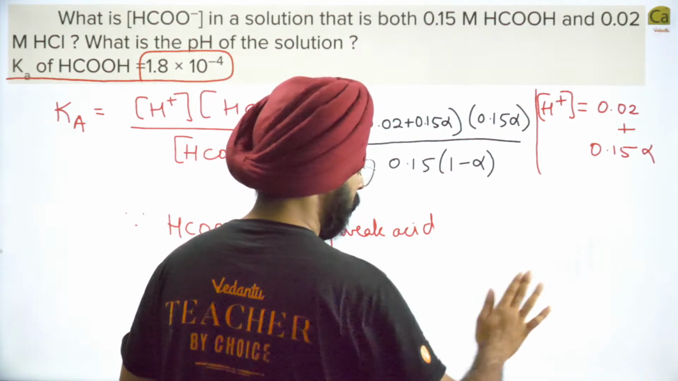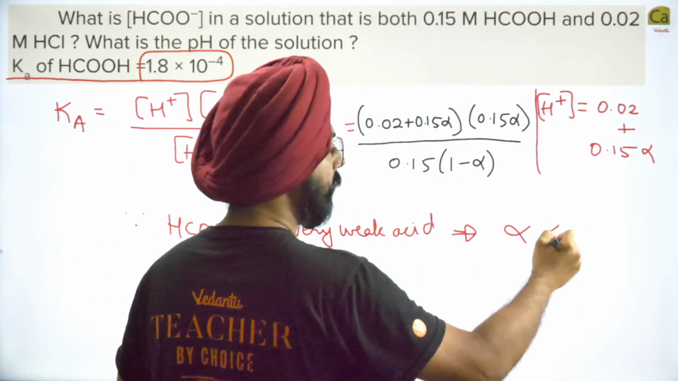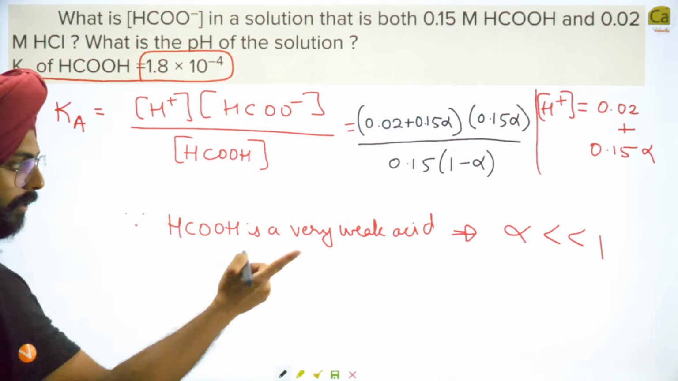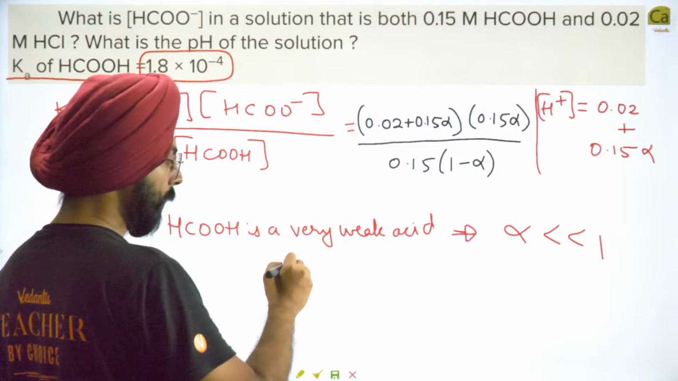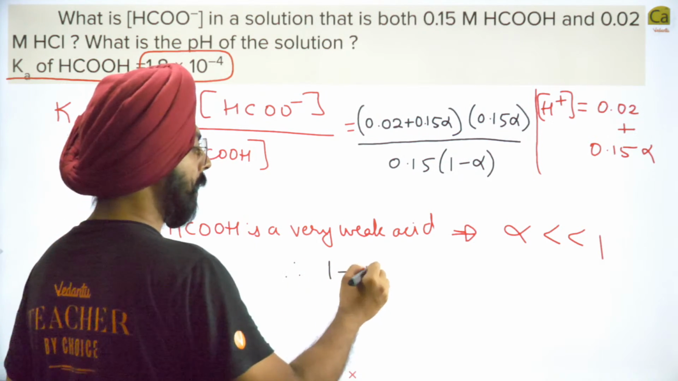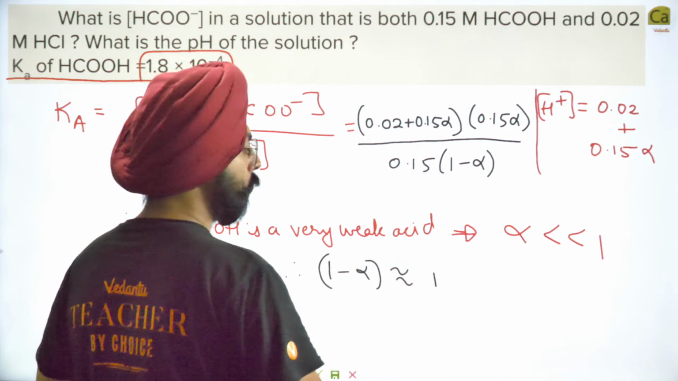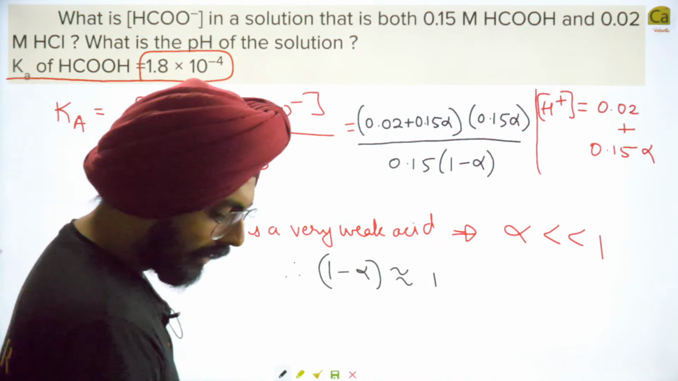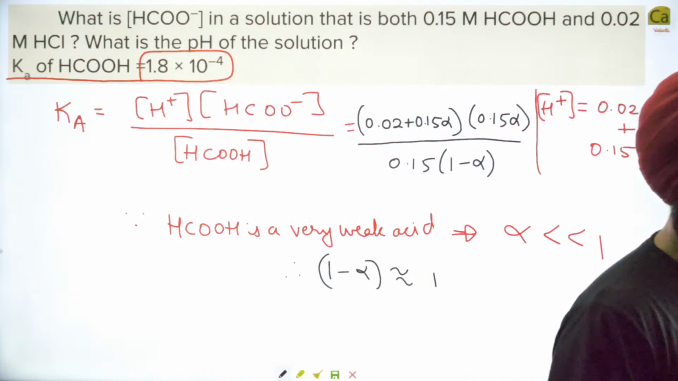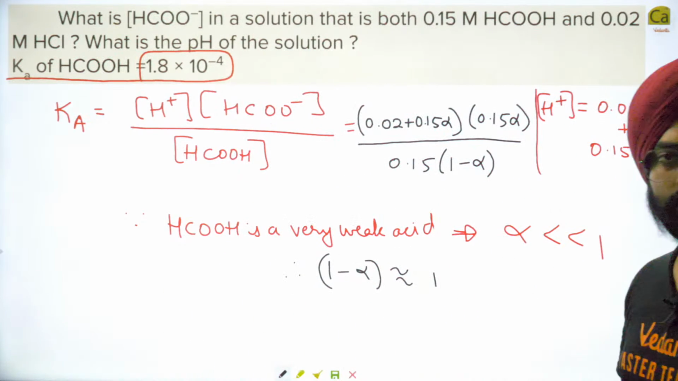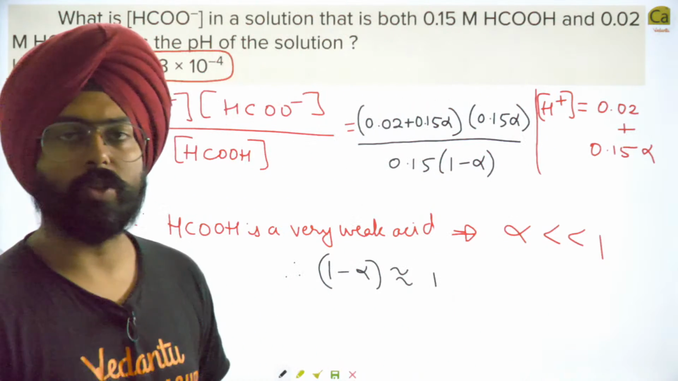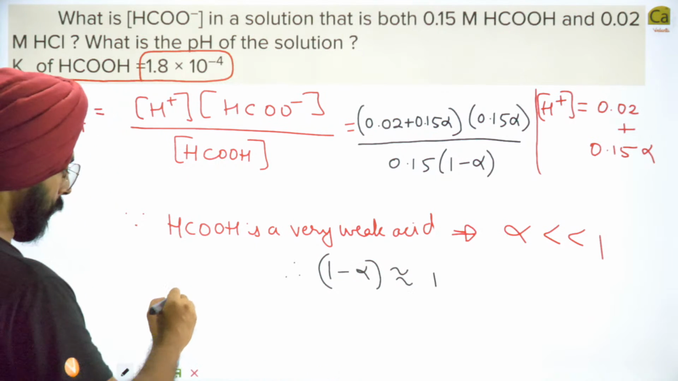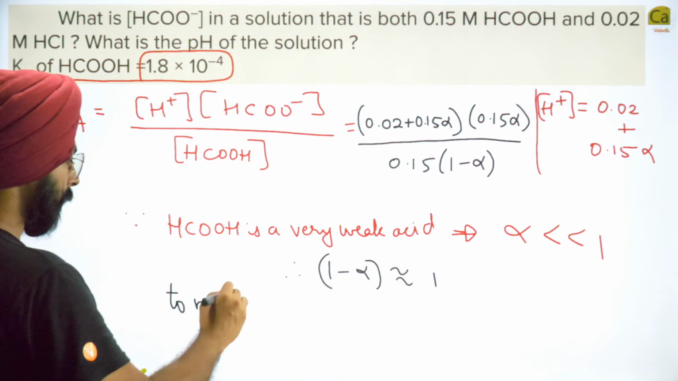I'll write it mathematically. This implies alpha is much less than 1. So from here, what are the assumptions that we can make? We can say that therefore, 1 minus alpha is approximately equal to 1 because alpha is very, very small. Alpha is a very small number. Now, my dear friends, one more approximation to make life easy.